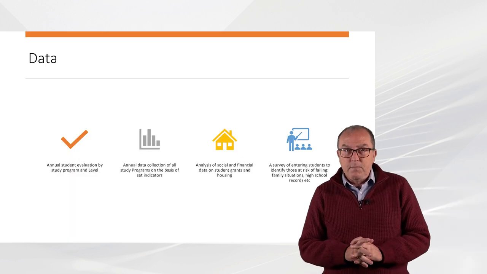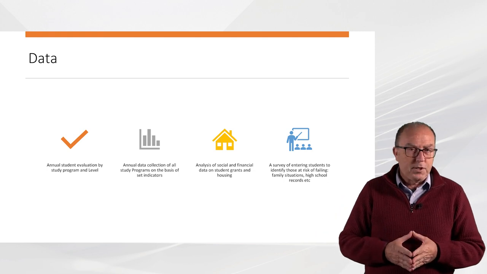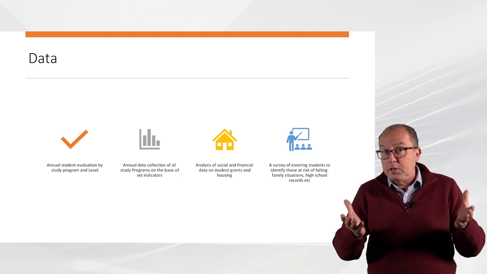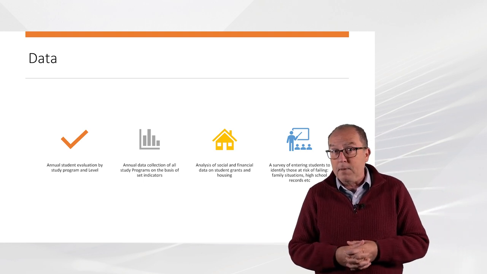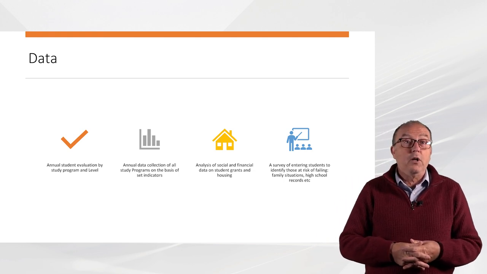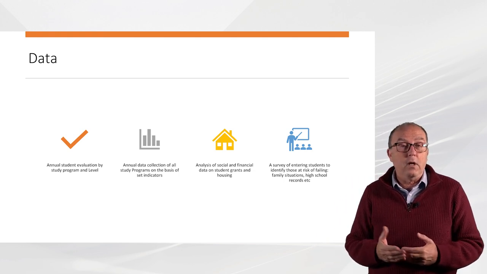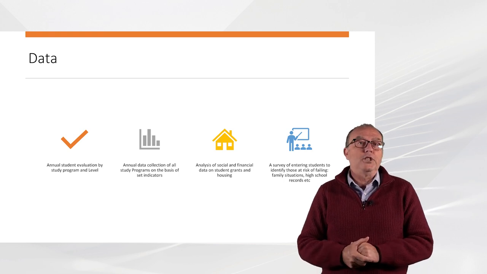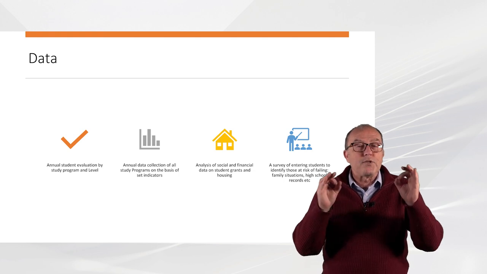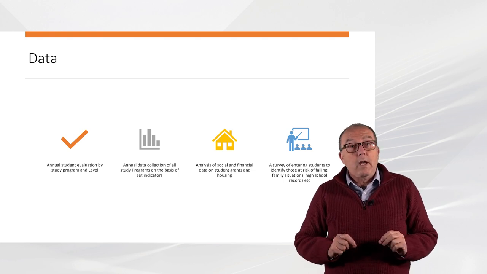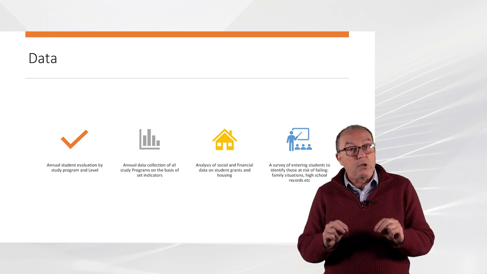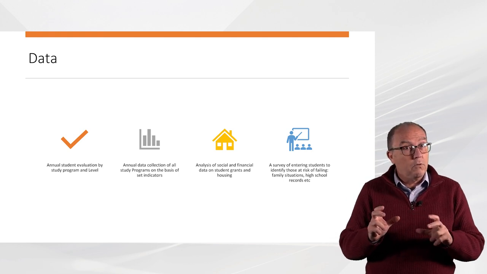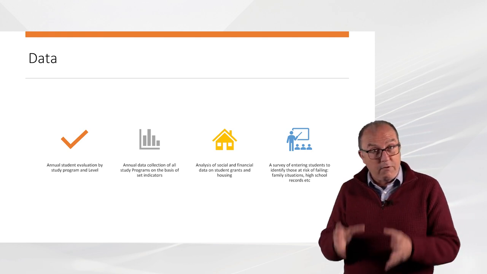For acting on feedback, you will need some reports. And I will give you some examples of what type of reports can be fit for your institution, or you can think of other examples. For example, an annual student evaluation by study program and level is important, as much as annual data collection of all study programs on the basis of set indicators. You can also have reports on analysis of social and financial data on student grants and housing, because sometimes we tend to forget this about acting on this type of feedback.